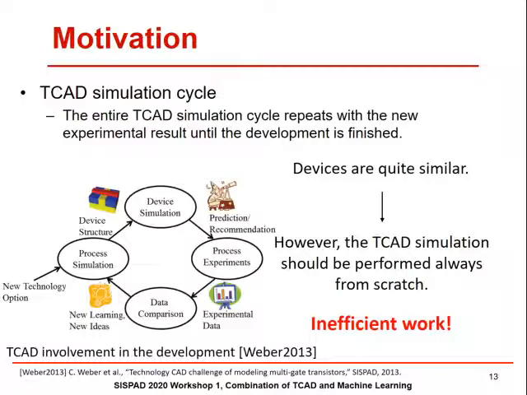Our motivation is shown in this slide. When the TCAD is involved in the technology development, the entire TCAD simulation cycle repeats with the new experimental result until the development is finished. Therefore, we have to simulate similar devices with modified parameters again and again. Consider an extreme situation where we have to simulate the same device twice. Even in this case, our second simulation run takes the same amount of time as the first run. We hope that a neural network can provide a means to improve the efficiency.